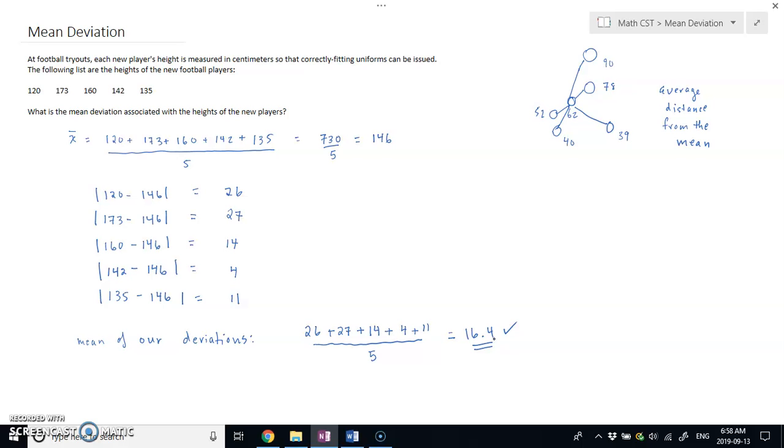So that's how you do mean deviation. It's a very simple procedure. It's a little bit of a difficult concept for people to understand, but it's about how far each person is away from an average in a group, or how far each data point is away from an average in a group.